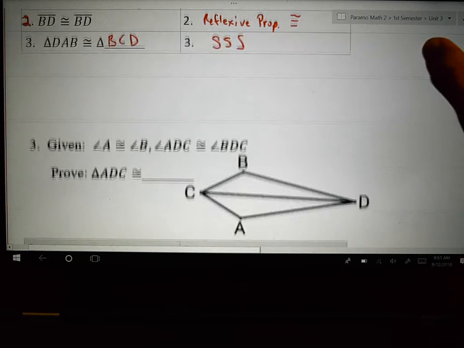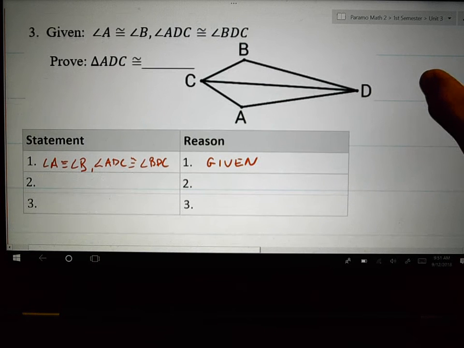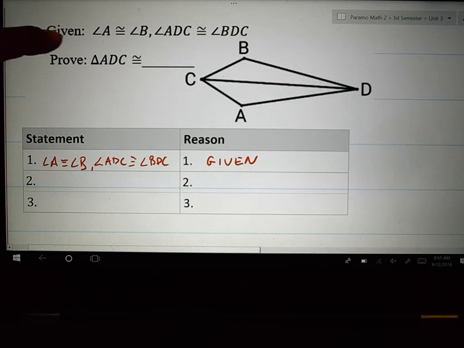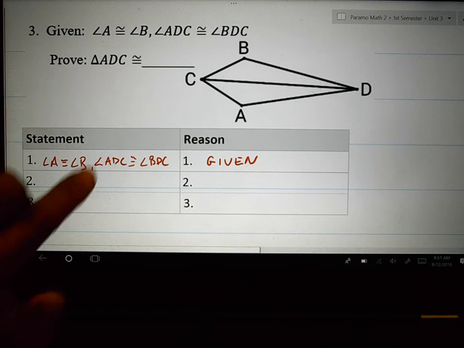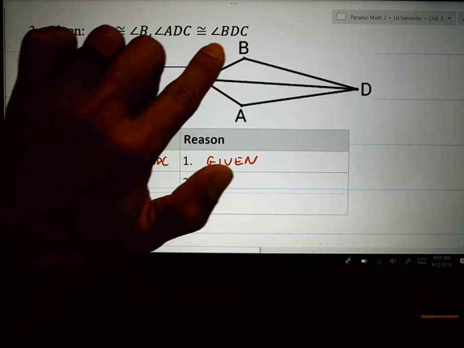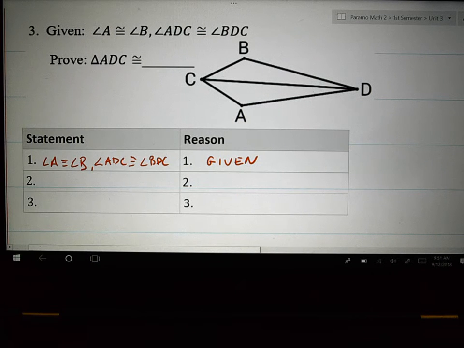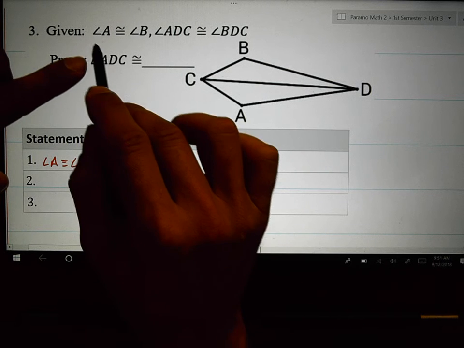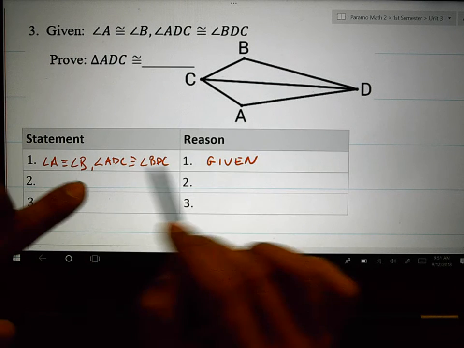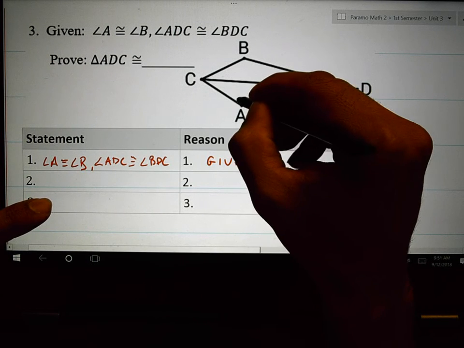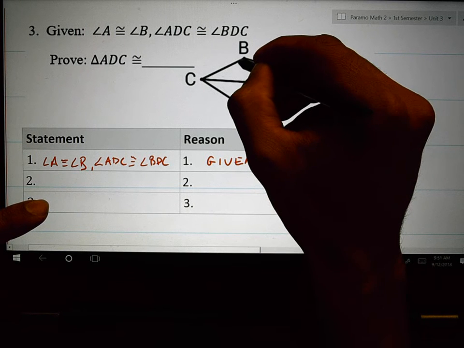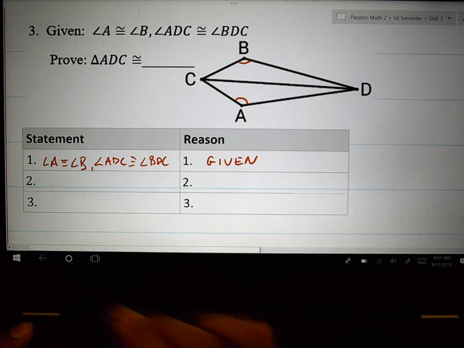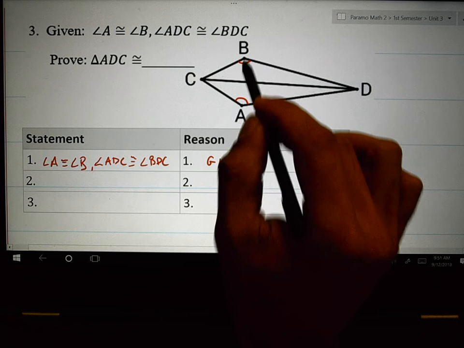Let's try to finish number 3. We know that the given statement is angle A is congruent to angle B. We know that angle ADC is congruent to angle BDC. Let's add that to our picture now. Angle A is congruent to angle B. I'm going to put a single arc is congruent to the single arc. Single, single.